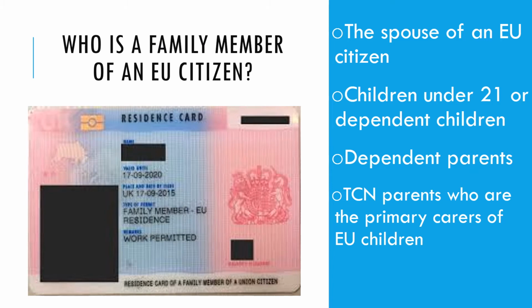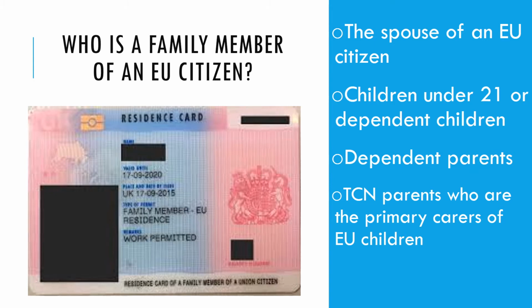We have said that family members of mobile EU citizens can also enjoy free movement rights. But who is a family member of an EU citizen according to the directive? The answers are the spouse or registered partner of an EU citizen, the children under 21 or the dependent children of an EU citizen and of their spouse. This means that children that are the sons and daughters of just the spouse, even if the spouse is a third country national, are also family members.